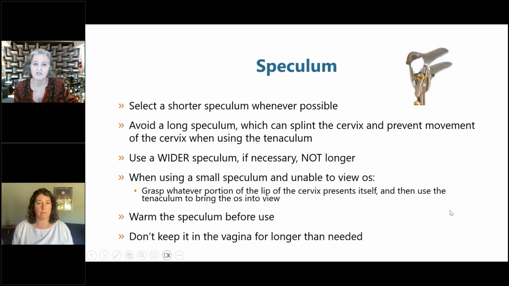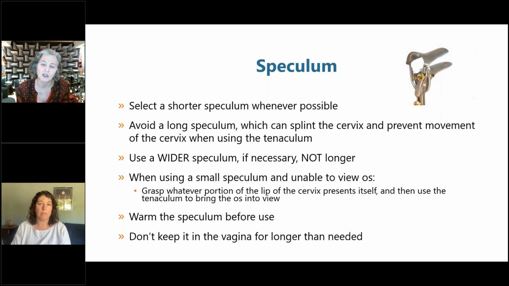So first of all, in terms of a speculum, we talked about you want the shortest one that you can get away with and still be able to have it give you the amount of visibility that you need. You don't need to have a long speculum, but if you need to have greater visibility, you can both go wider, or you can use the thumb screw and open the speculum that way.